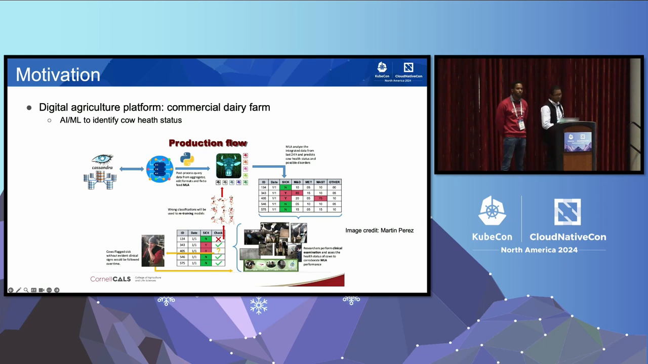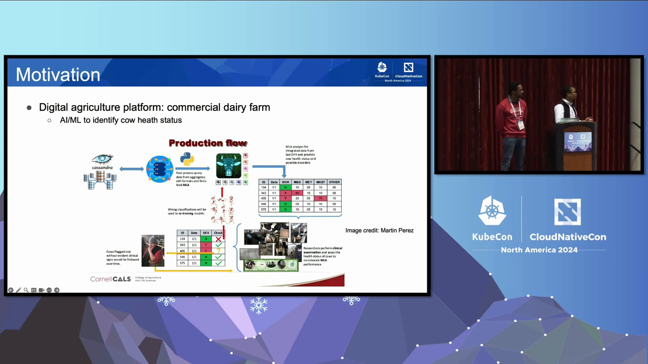To analyze this data, we created a platform to process the daily collected data. The data collected is stored in a Cassandra DB. This data is used to train AI models that can help to predict the health status of cows and possible disorders. Then these models are used every day to predict the health status of the cows, and the prediction is done using the data collected for the last 24 hours.